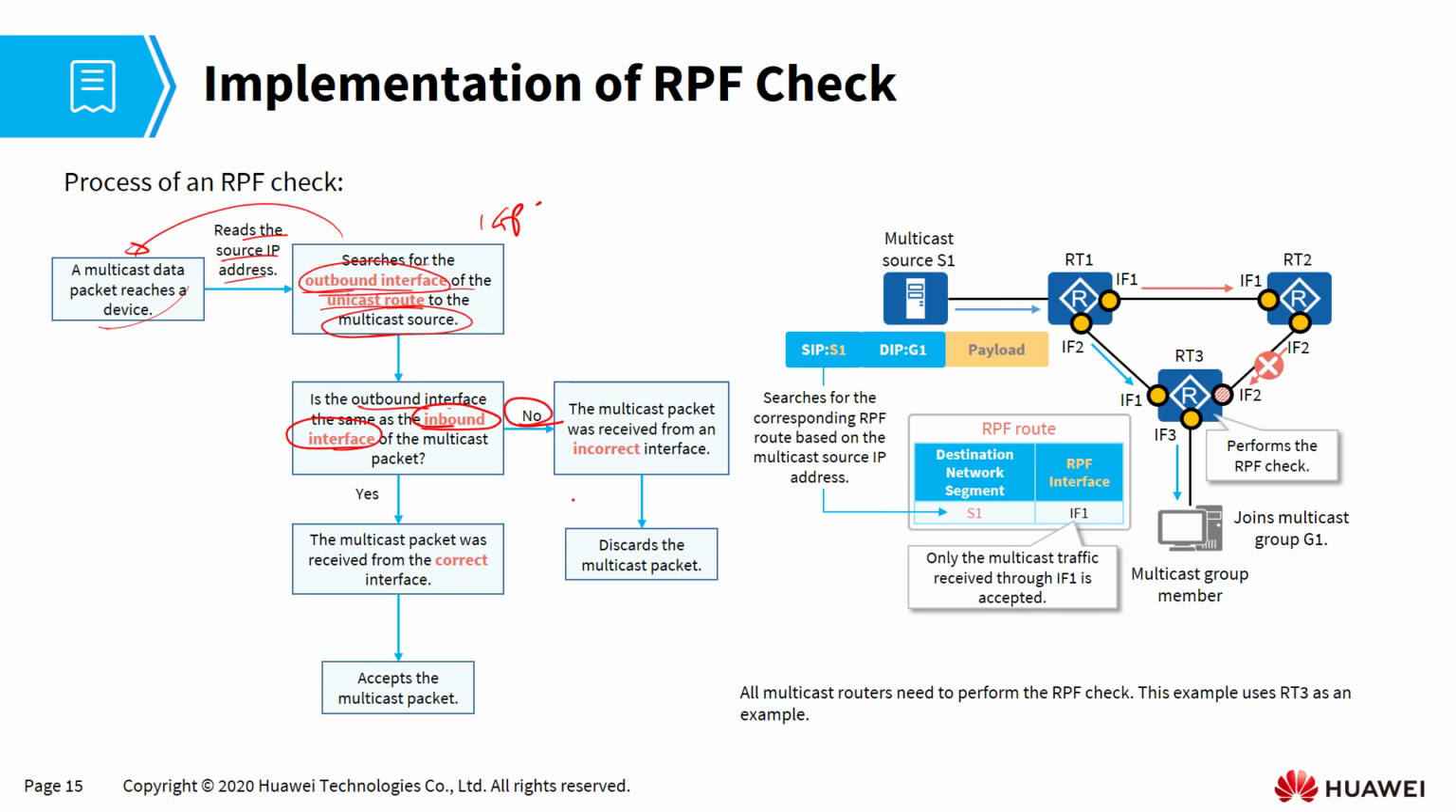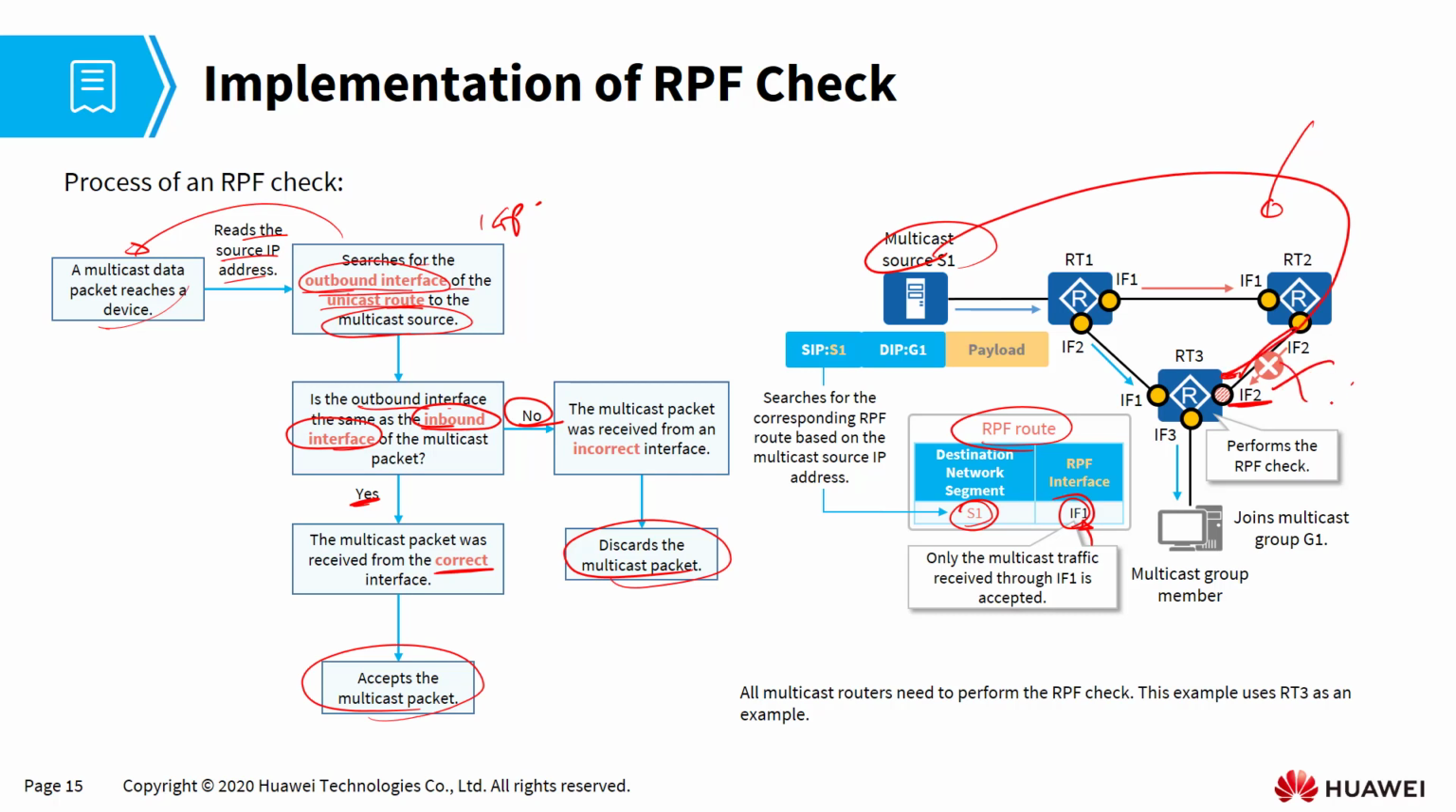If it is not the same, then the reverse path forwarding check failed and the packet will be discarded. But if it is the same, then the multicast packet was received from the correct interface and the multicast packet will be received and then processed accordingly. This is exactly what happens here. When we run the reverse path forwarding check route, it finds that to reach source 1, we need to go through interface 1, not interface 2. So interface 2, if another traffic comes from this source through interface 2, it will be blocked because it does not pass the reverse path forwarding check.